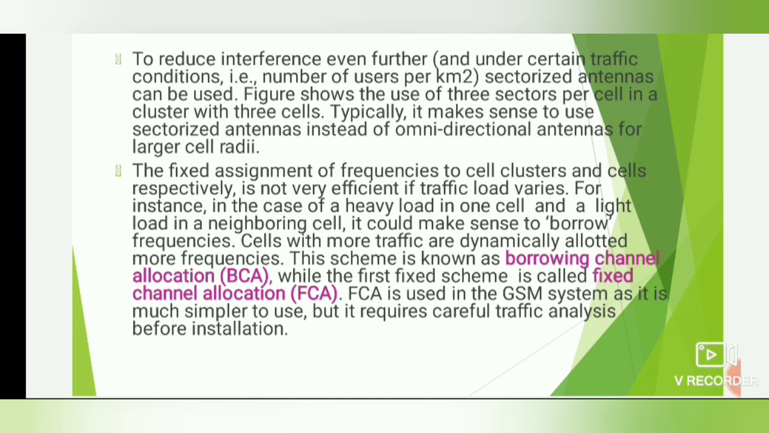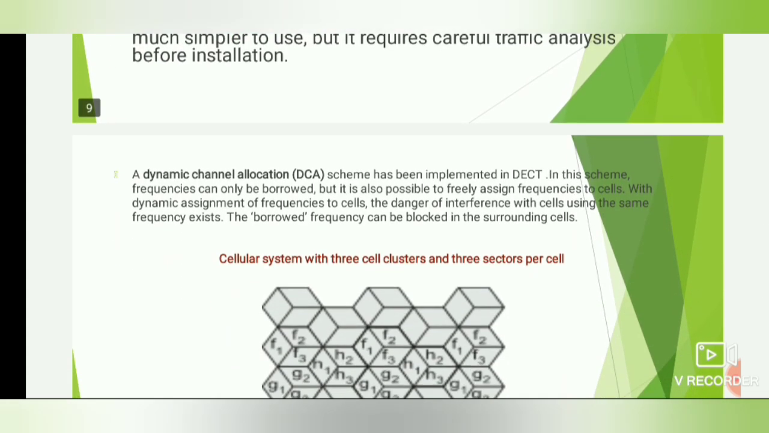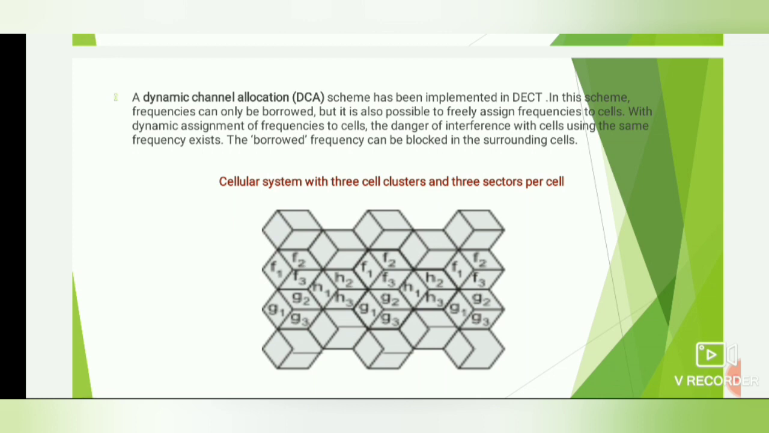While the first scheme that we have seen before is called fixed channel allocation, that is FCA, this fixed channel allocation is used in the GSM system as it is simpler to use, but it requires some careful traffic analysis before installation. The dynamic channel allocation, that is DCA schemes, has been implemented in DECT.